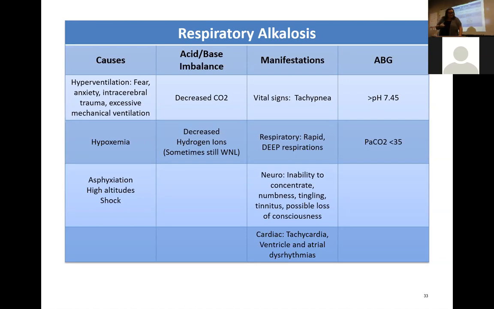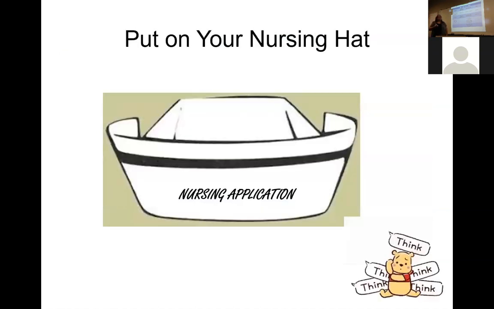Good. Respiratory alkalosis, this is our summary page, our chart. Talks about causes: hyperventilation, fear, anxiety, sometimes some head trauma, excessive mechanical ventilation. We're not getting our oxygen. A high altitude sometimes can cause that, shock and asphyxiation. Good. A lot of the symptoms are the same, but the tachypnea, the fast breathing, is a real big factor.